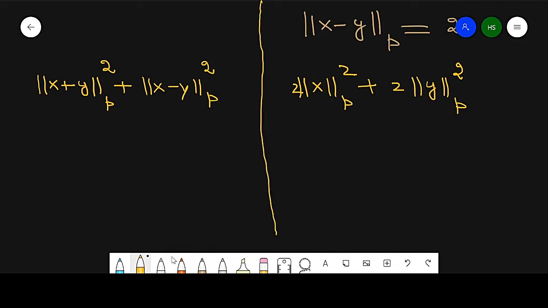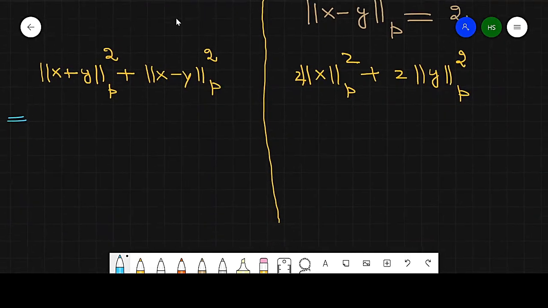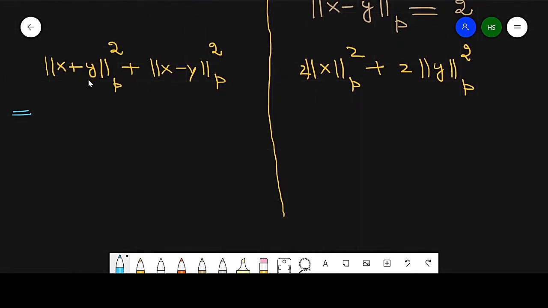We check the left hand side. The value of the norm of x plus y is 2, and the norm of x minus y is also 2. So the left hand side is 2 raised to power 2 plus 2 raised to power 2.